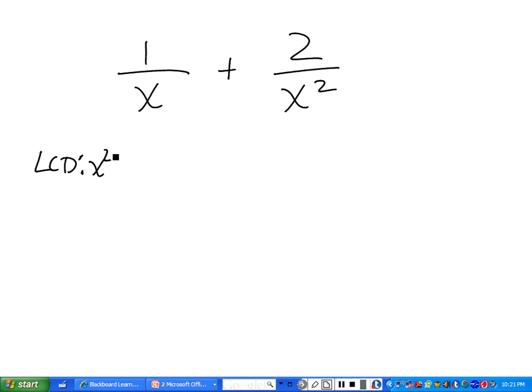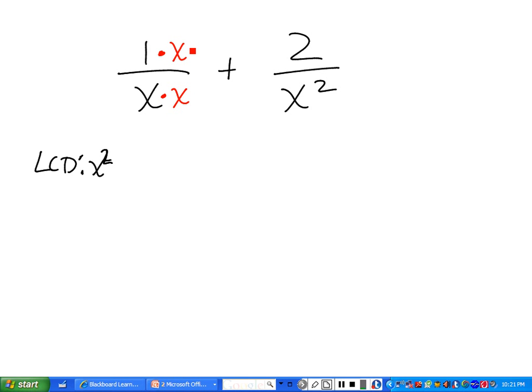Okay, let's try 1 over x plus 2 over x squared. Pretty simple. So what is the LCD? I can't get x squared to be x, but I can just multiply x times x to get x squared. So the LCD is x squared. So basically we're looking at the higher powers, not the lower powers. So in order to get both of the denominators to be x squared, I only need to multiply this fraction by x over x.